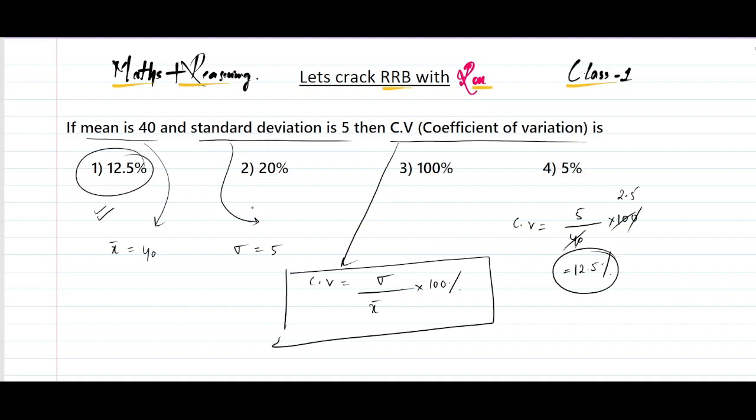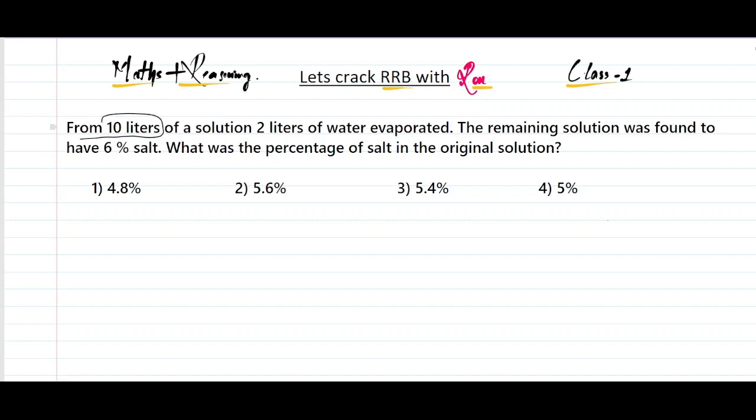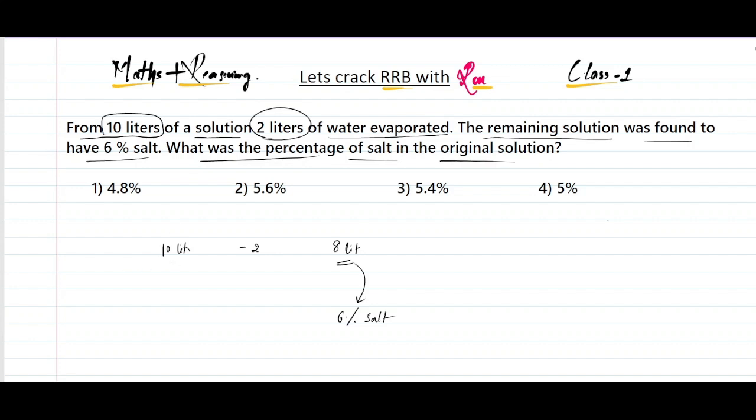Okay, next question. See this question. From 10 liters of a solution, 2 liters of water evaporated. So initially there are 10 liters. Now 2 liters minus, so at present we have 8 liters of the solution. The remaining solution, meaning 8 liters, was found to have 6% salt. So in these 8 liters they found 6% salt. They asked us to find the percentage of salt in the original solution. So in 10 liters, what is the percentage of salt we need to find.